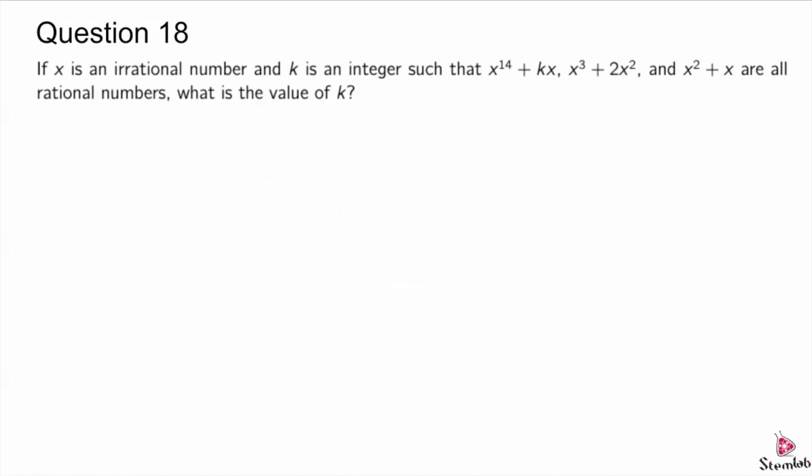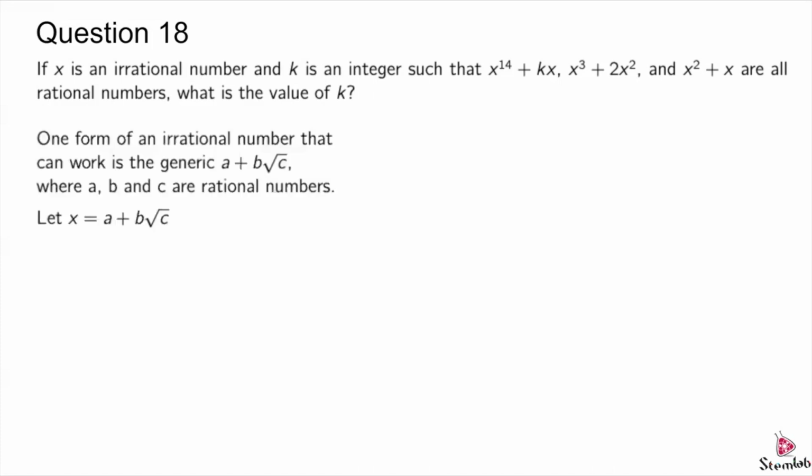then it cannot be a transcendental number. That means that we can go back to a sort of generic form of an irrational number, right? Which is of the form a plus b root c, where a, b, and c are all rational numbers. So if we let x be equal to a plus b root c, we can try to find such an irrational number that might work for all three of the expressions that were given.